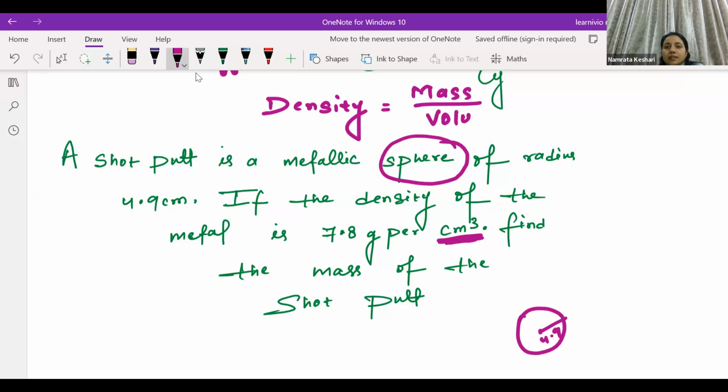Either we can use this formula. First, we will be finding the volume. Then with the help of the volume which we are going to get, we will be able to find what is asked, the mass. At first, we will be finding the volume. Then with the help of this formula, you can find the mass. Otherwise, if you don't know this formula, then also you will be able to solve this question.